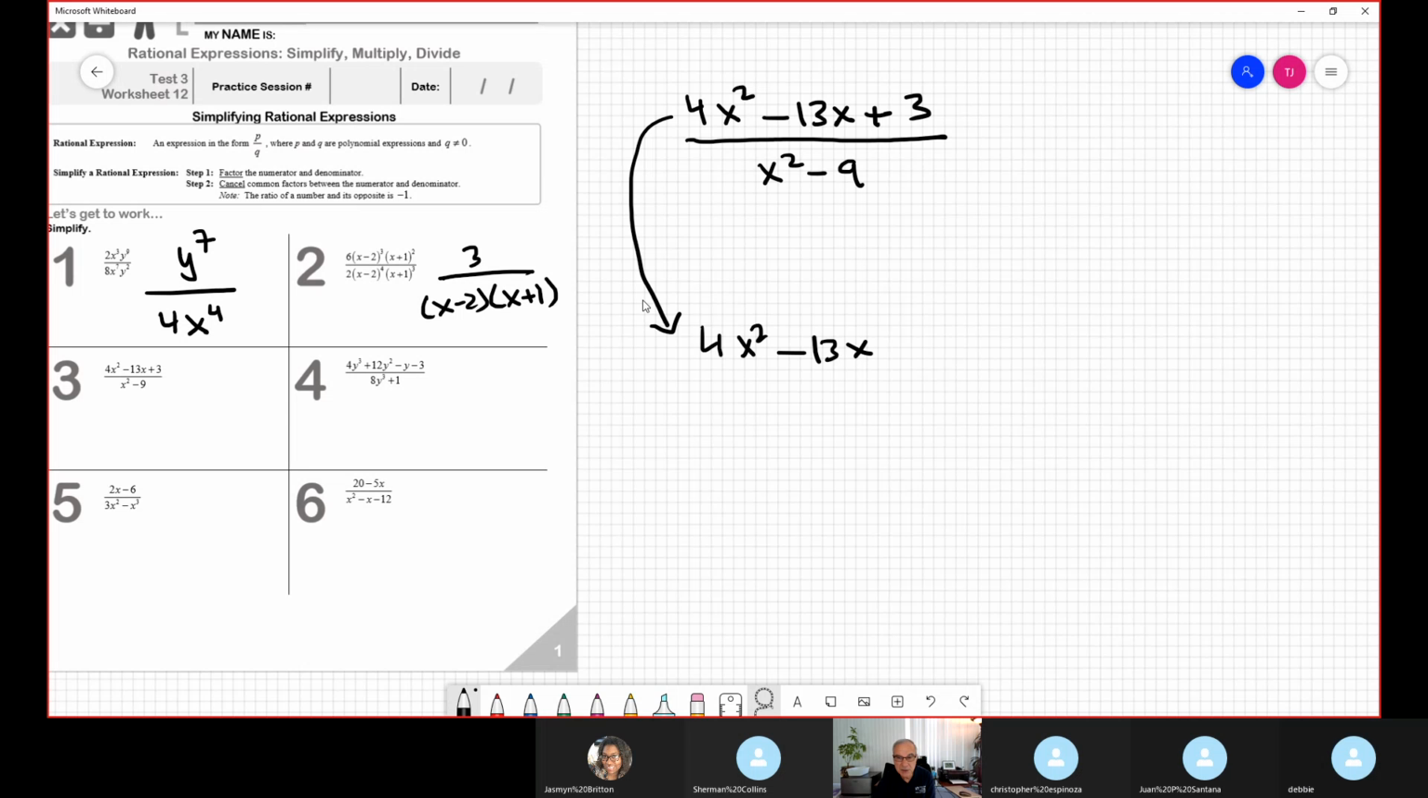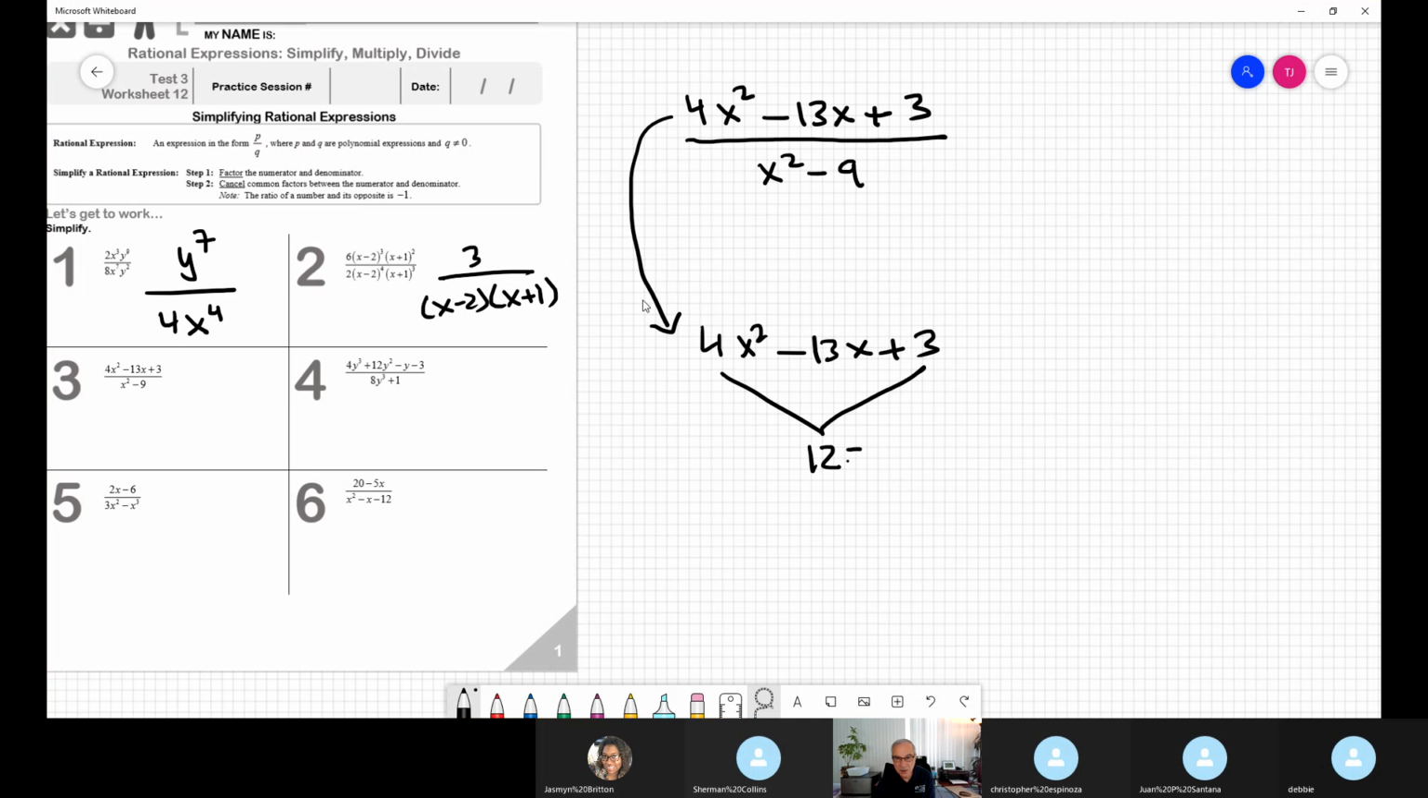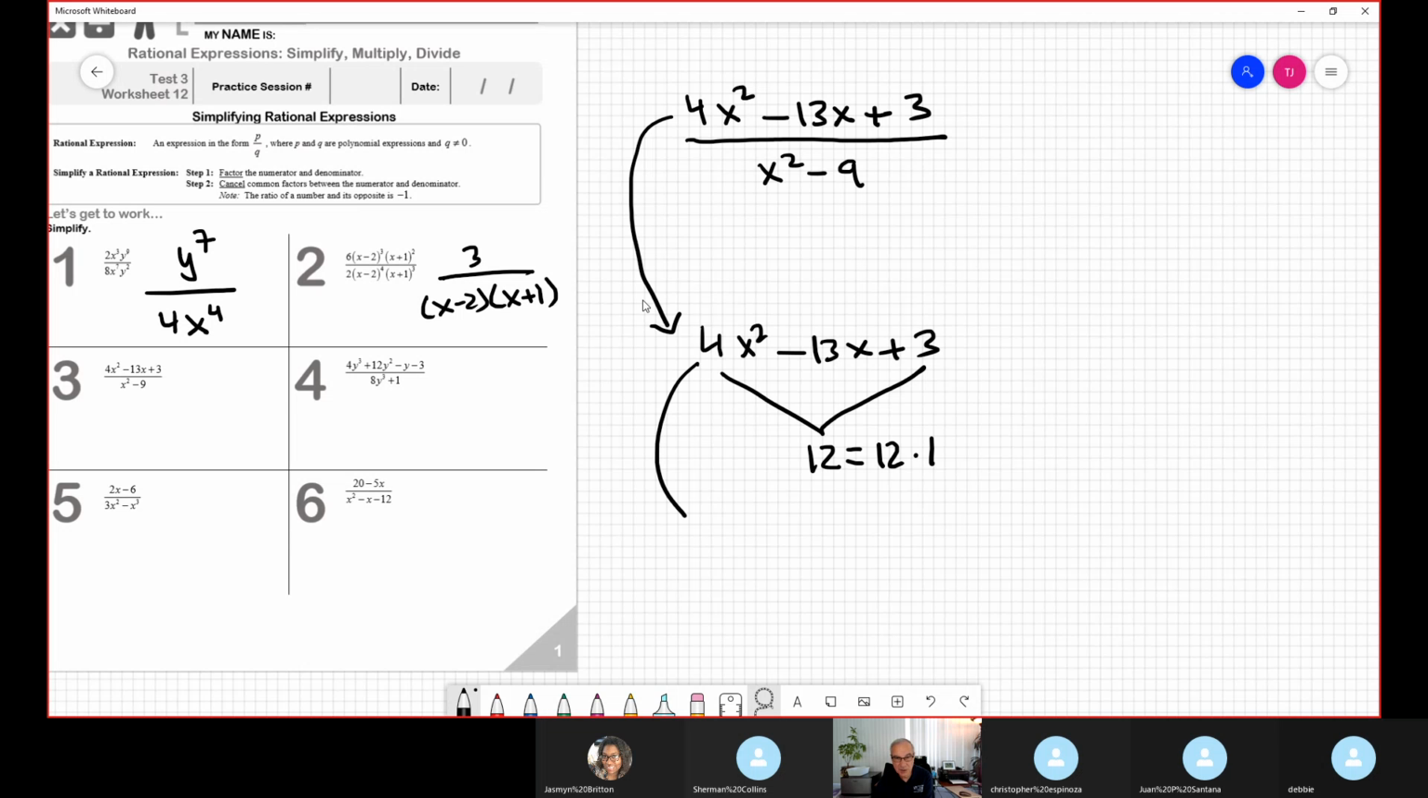Okay, this is good organization. Now it's special, it's 12. And the combination is 12 times 1, because 12 times 1 is 12 and 12 plus 1 is 13. You bring down this guy with the corresponding sign, and you separate as a negative 12x minus 1x. And now apply grouping.